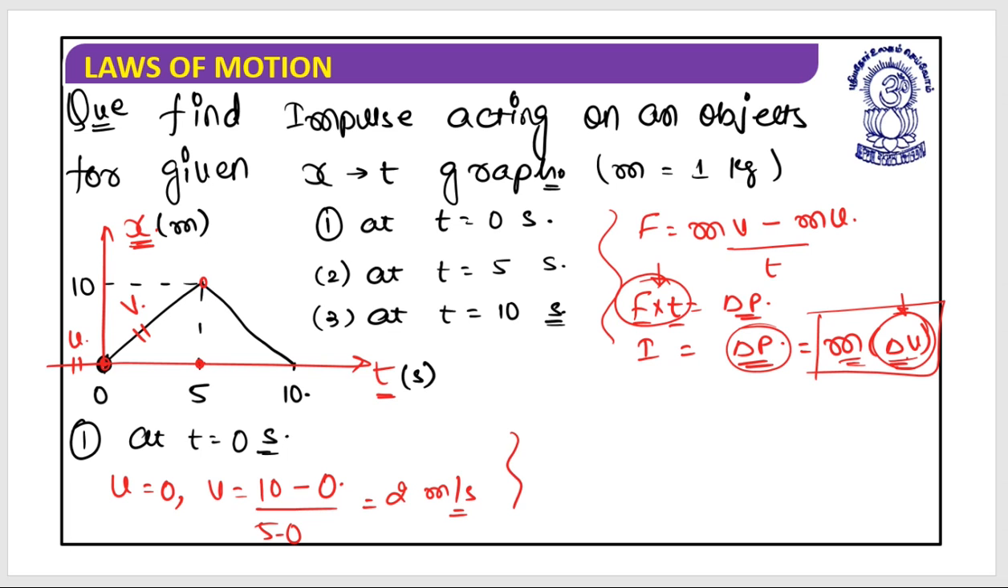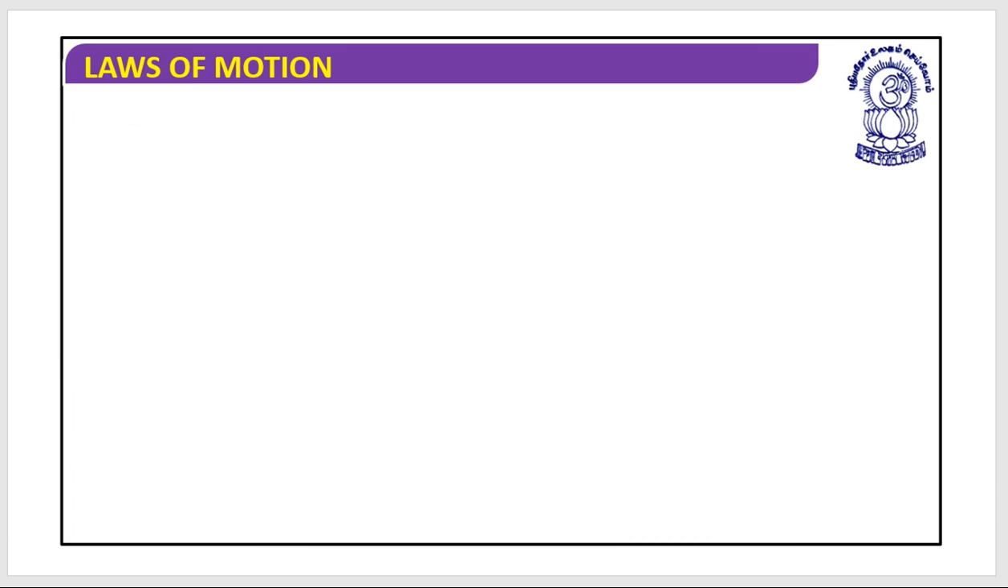And impulse can be written as m into (v minus u), which equals mass, 1 kg, final velocity 2, initial velocity 0. This could be written as 2 kg meter per second. Is it clear? Great. Let me redraw the graph. This will help us. It is something like this. This is 0, this is 5, this is 10, and this would be the 10. This is x, this is t.